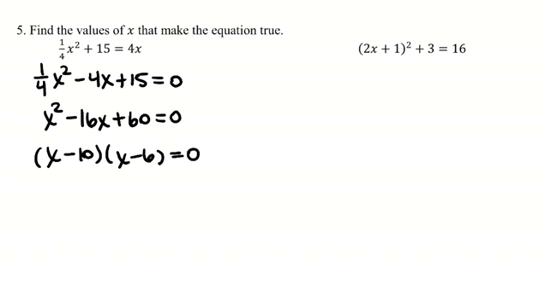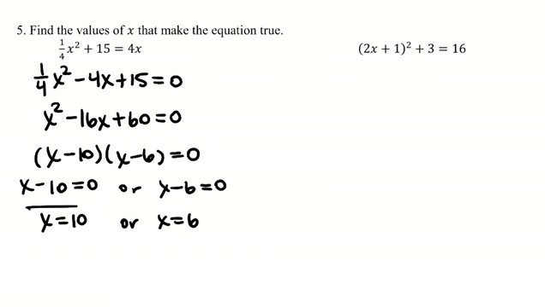And if these two things multiply together to equal 0, then either x minus 10 is 0, or maybe x minus 6 is equal to 0. This happens when x is 10 or x is 6.